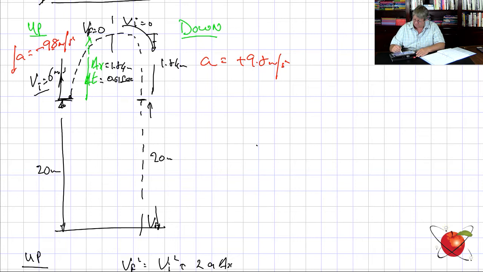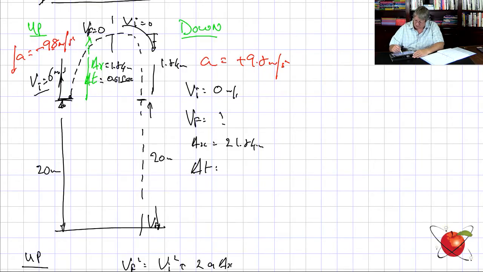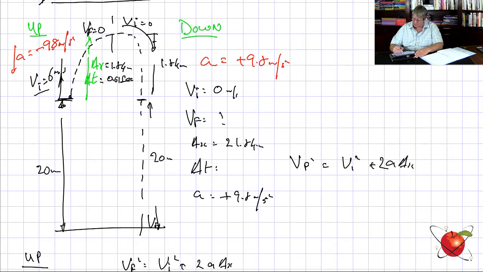On the downside, acceleration is plus 9.8 meters per second squared. Why? Because it's going to go faster. If you're unsure, always say the downside is plus because the ball's going to go faster. So on the downside, what do I know? Vi is 0 meters per second. V final, we don't know. Delta x, we know. It's going to be 21.84 meters. And delta t, we don't know. Acceleration is plus 9.8 meters per second squared.